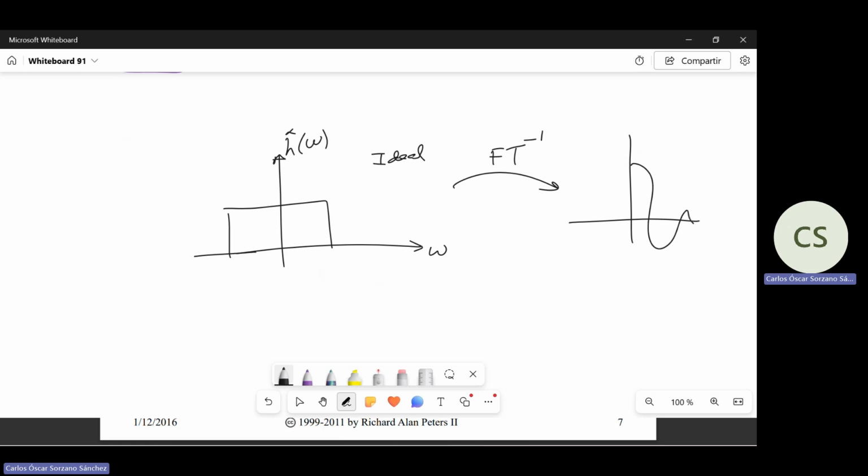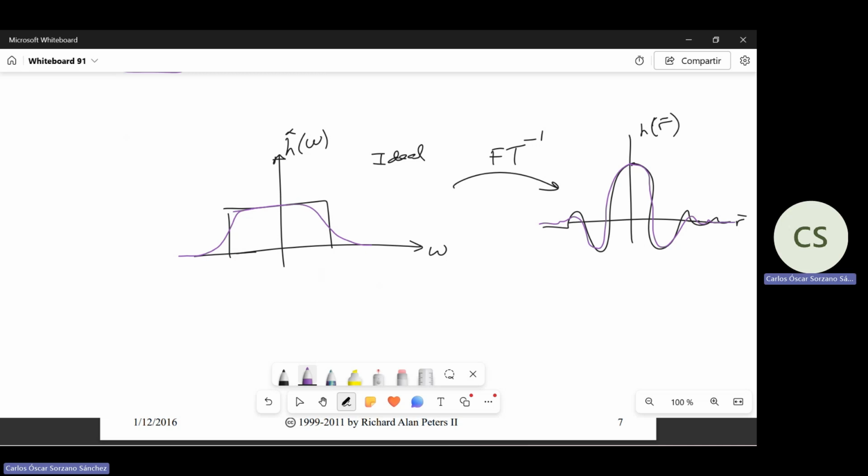the response is a sinc. So this is space, and this will be H of space. So it is a sinc. This is the ideal one. What about non-ideal ones? You can, for instance, be very flat and then go smoothly to 0. And the inverse Fourier transform will be similar to this one, but it will decay faster. That is the difference. It will go to 0 faster than the sinc.